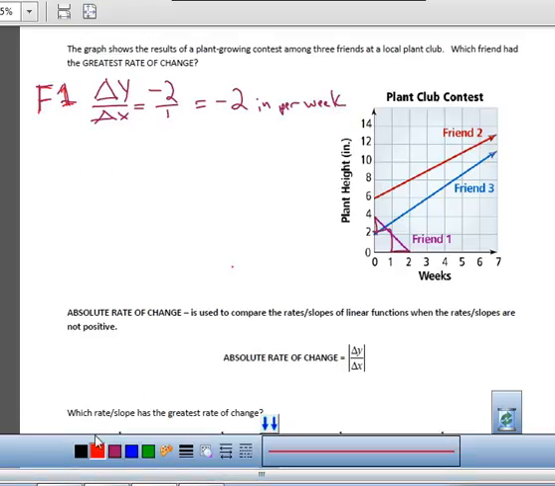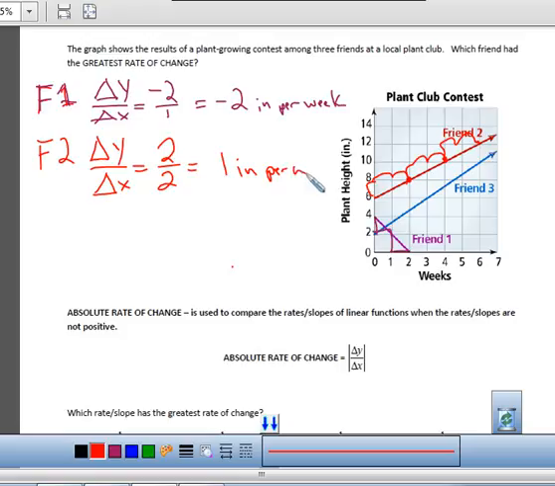Friend 2 is in red. Change in y over change in x is, now this one I'm going to go from this point to this point here, and then to this one, and then to this one. So up 1, which is actually 2, and then over 2 spaces. So up 2 over 2. Positive 2 on top, positive 2 on the bottom. That simplifies to 1 inch per week.